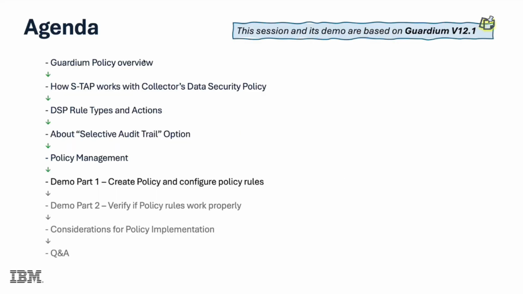In this training, I will start with an overview of Guardium's policies. Next, how SDEP works with the collector's data security policy. Then, we will break down the DSP rule types and their actions, plus explaining the selective audit trail option and its use cases. After that, a quick look at policy management. Then I will do a demo to create a policy from scratch and run database traffic to test the policy. Finally, I will share my considerations for policy implementation. In part 1, I will cover all topics up to the demo part 1.